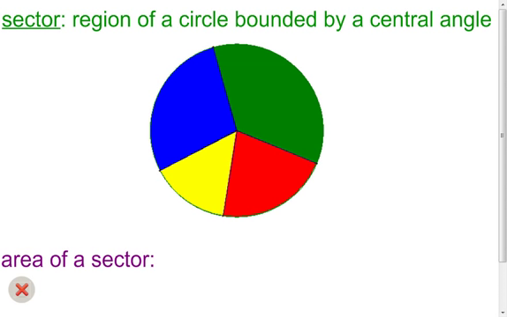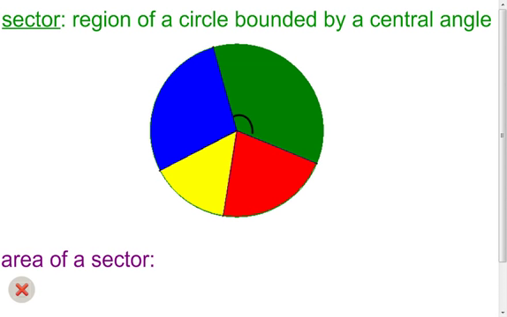A sector is nothing more than part of a circle. And notice the mathy definition I look at it as: it's a region of a circle bounded by a central angle. Now, a central angle is one of those angles that has its vertex at the center. For example, right here is a central angle. Therefore, what you see in green is one sector of a circle. The red is also a sector. The yellow and the blue are sectors of the circle as well.